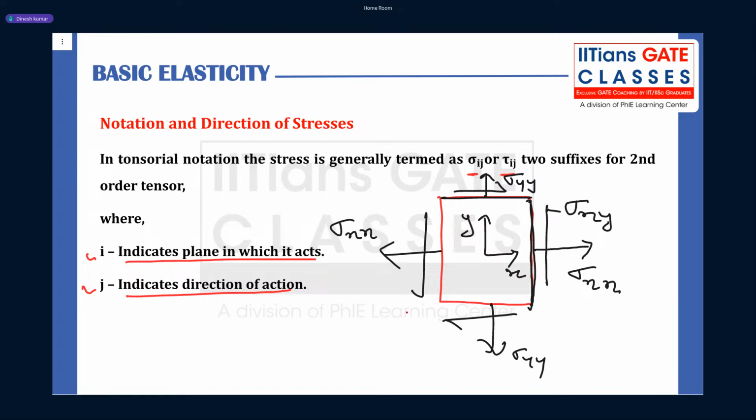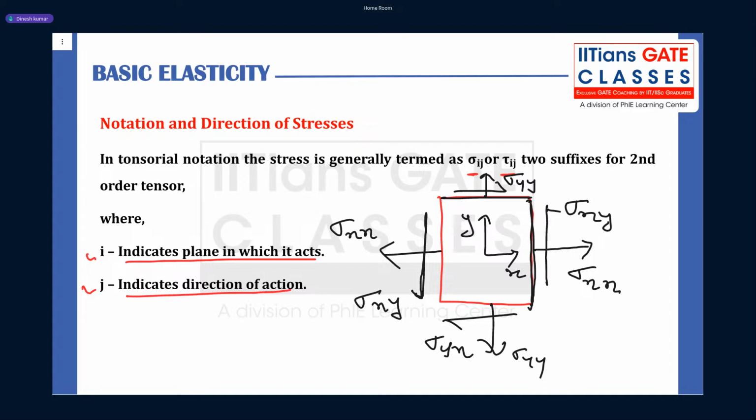Another thing you need to know here is how I decide the direction of my shear stresses. How do I decide the direction of shear stress? Can anybody tell? How did I decide this shear stress is going downward? Anyone? Once you know the notation, what is next is how you decide the direction of shear corresponding to normal stress.